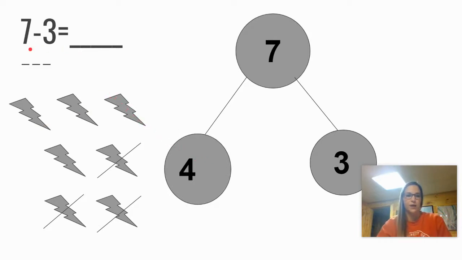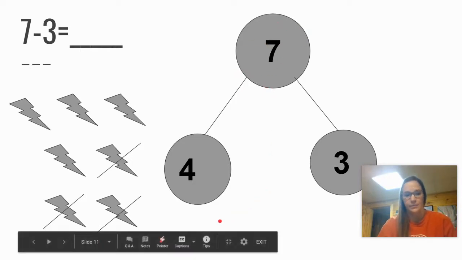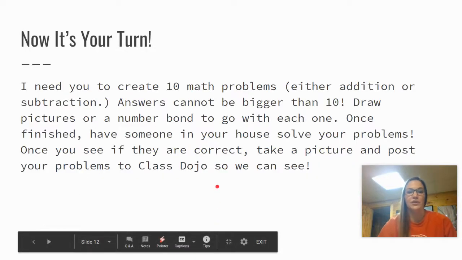Okay, so let's read that whole problem. 7 minus 3 equals 4. All right, so just like with addition, we can use our number bonds for subtraction as well, but your bigger number is always going to be your whole. Okay? So now it's your turn.